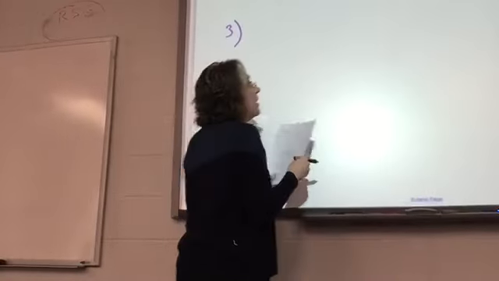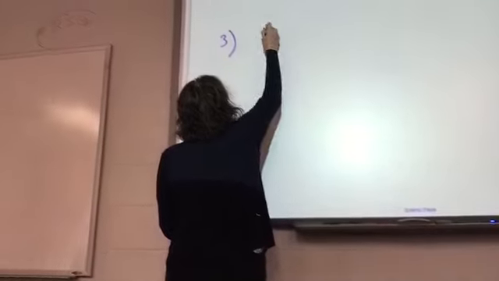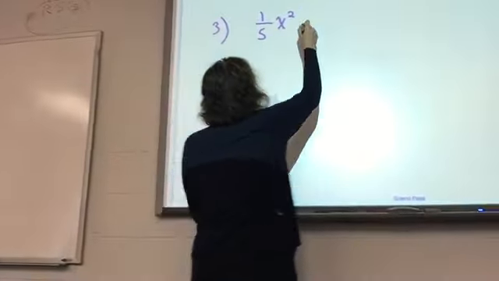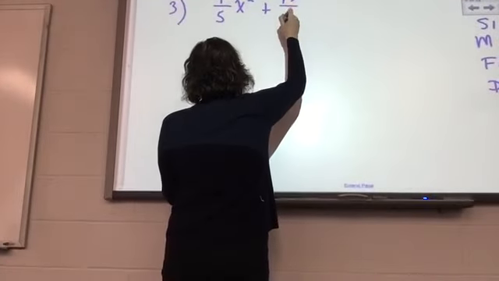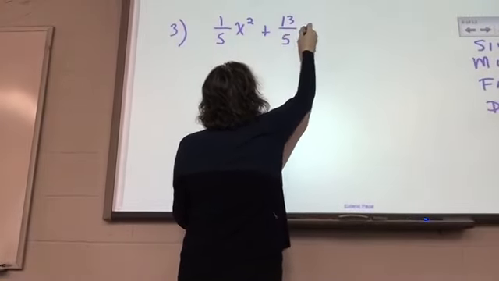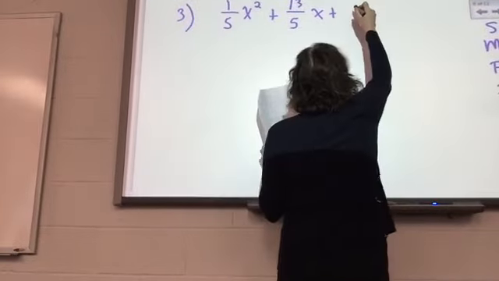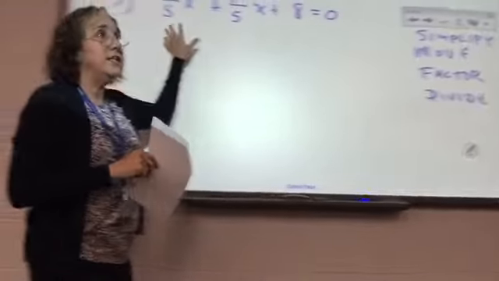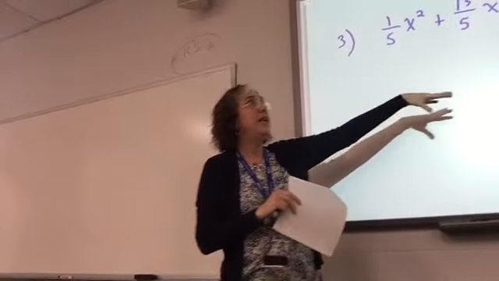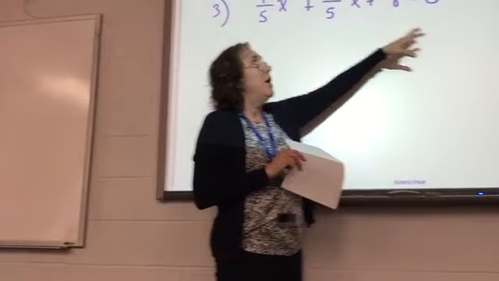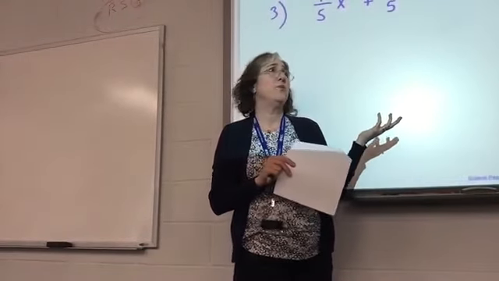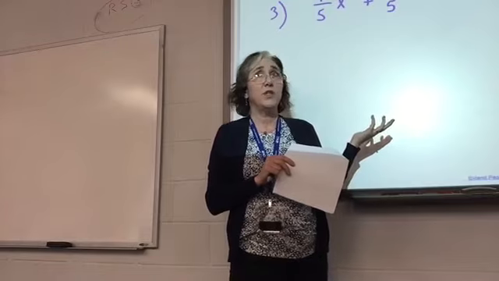But when I'm looking at this one, we've got 1/5 x squared plus 13/5 x plus 8 equals 0. All right, I already have 0 on one side. I'm looking at the fact that this is a quadratic, so I don't need to move anything. But I do want to simplify it because I've got fractions. And it would be really hard to factor this thing with the fractions.